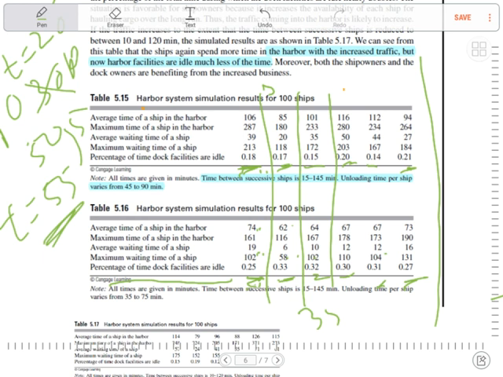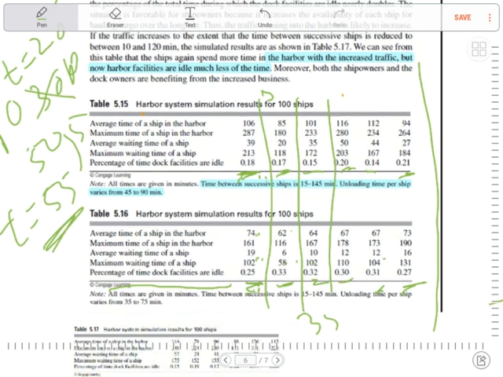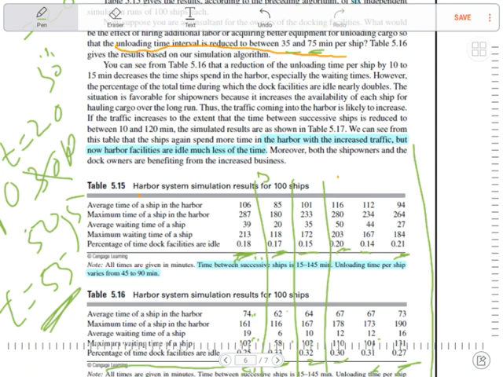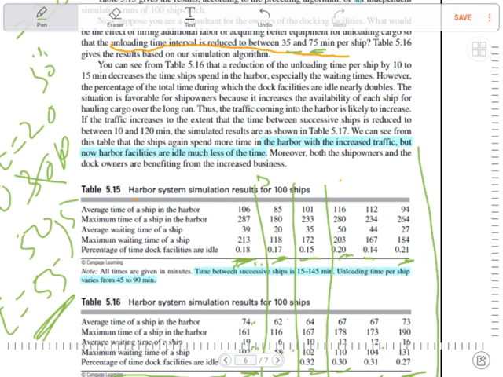So if this is the case, then to some extent it is a loss for the harbor system, because if they are sitting idle, they are not doing any business in that time, right? So there should be a trade-off maintained. So let us see what they are saying next.